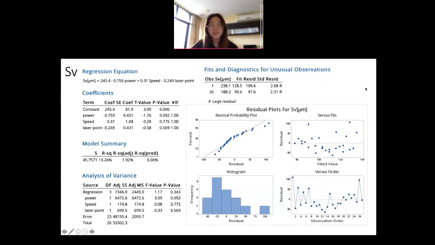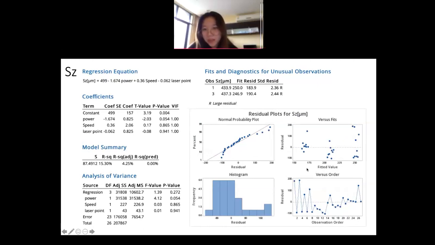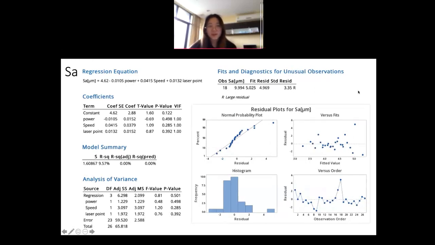And then for SC, this is the regression equation, and in the versus fit, it's a vertical kind of trend. And then for SA also, this is the regression equation, the other model summary, and the residual plot.